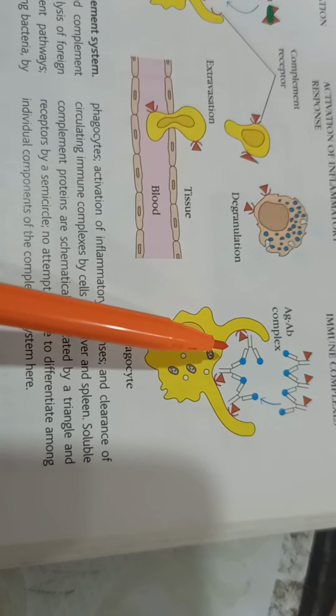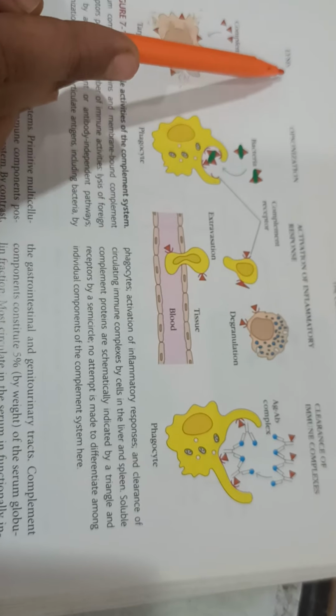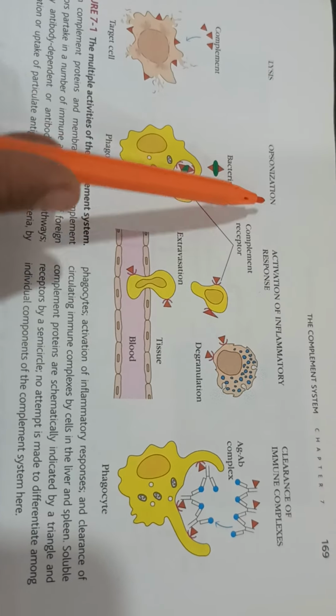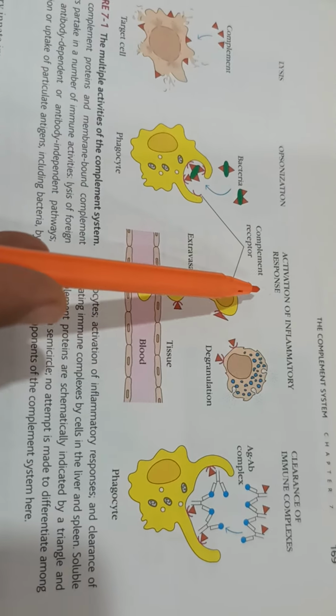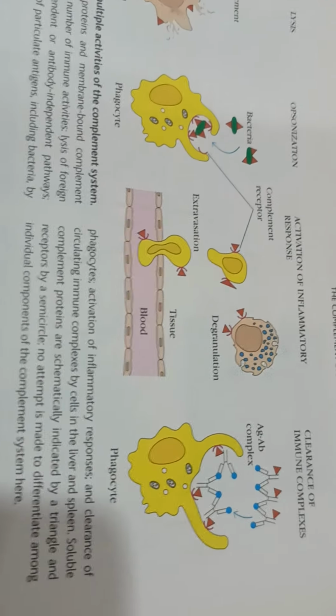So the complement system has four major functions. One is lysis of the target cell, second is opsonization, third is activation of the inflammatory response, and the fourth one is clearance of immune complexes.